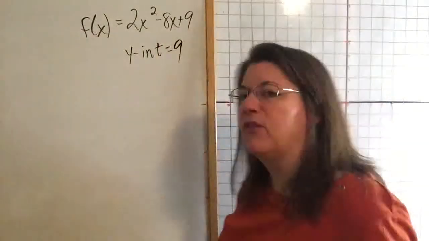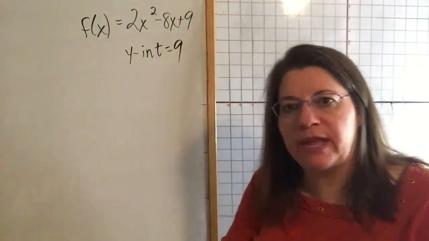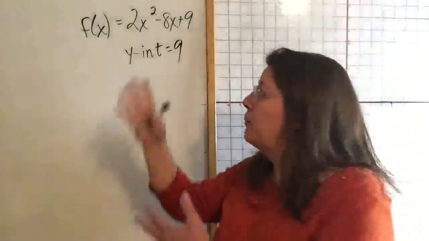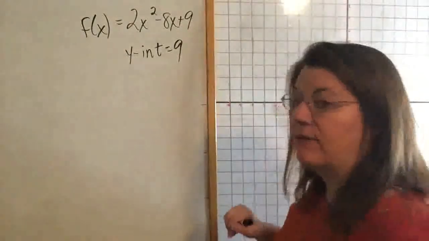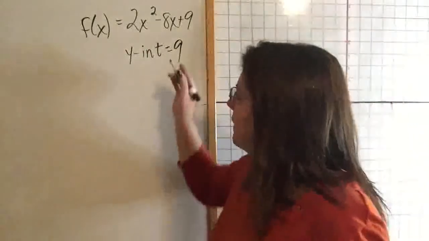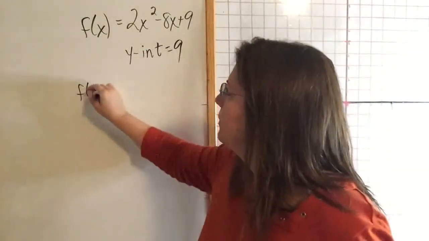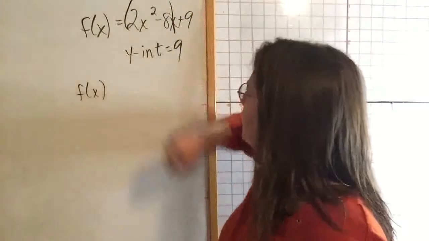That is always one of the first things I look for. First I look for roots, then I look for the y-intercept, then I'll put it in vertex form or graphing form and graph the vertex and go from there. So if I put that in vertex form, remember you group the first 2 terms.